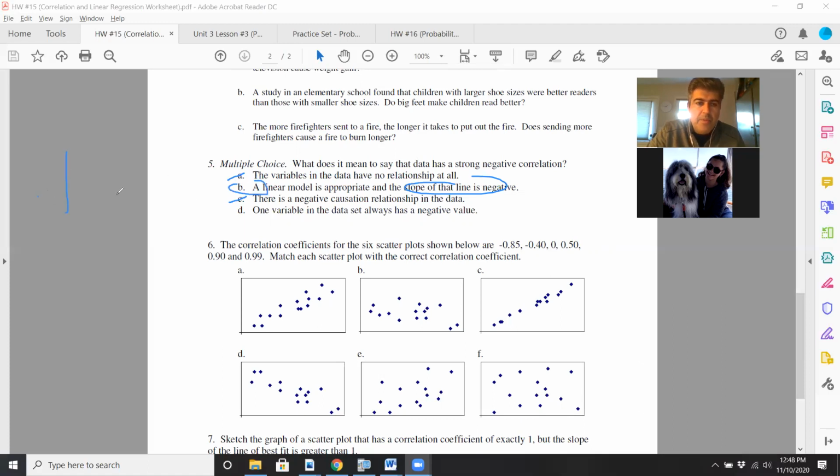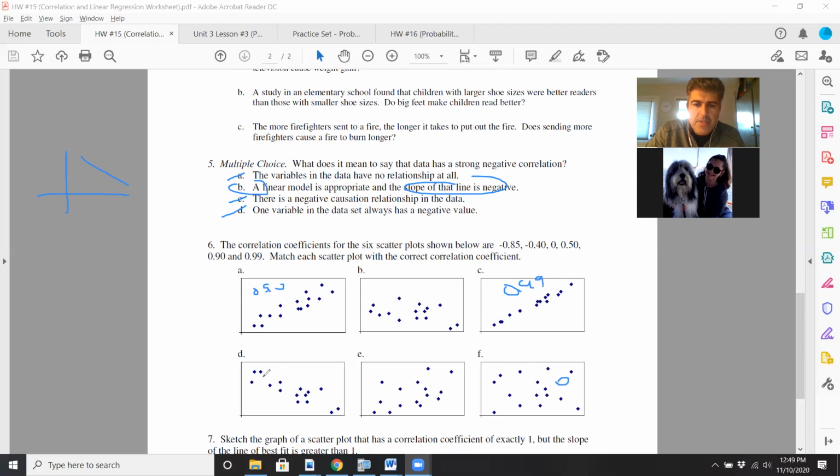It just means that the data would kind of look like this, or if you did a best fit line, it would look like that. One of the tests is always a negative value. That makes no sense, so that's B. And then here you've got to match up. I probably would say this is 0.99. That seems pretty tight. I'd say this is probably 0.90. I would say this is kind of random here. I'd say this is probably a zero.